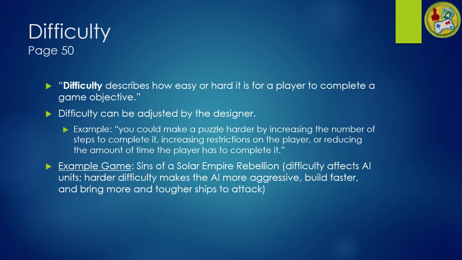Our example game for this is Sins of a Solar Empire Rebellion. The difficulty setting when starting a match affects the AI units, or artificial intelligence, basically the computer. If you have a harder difficulty setting, it makes the AI more aggressive, build faster, and bring more and tougher ships to attack.